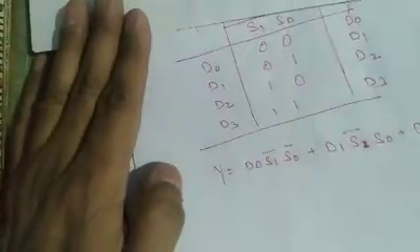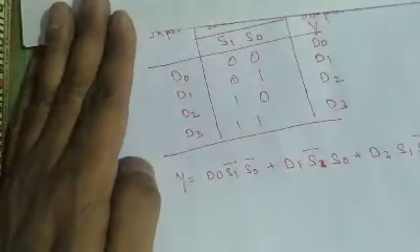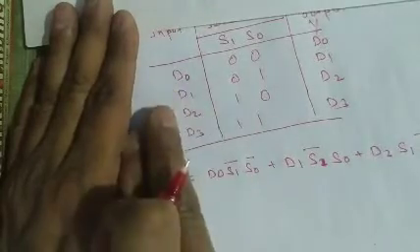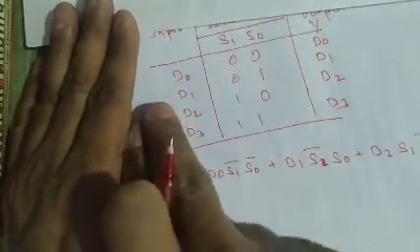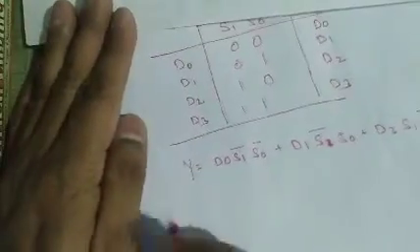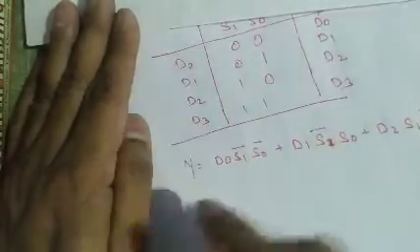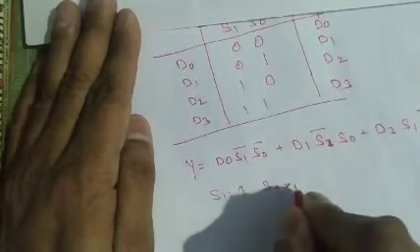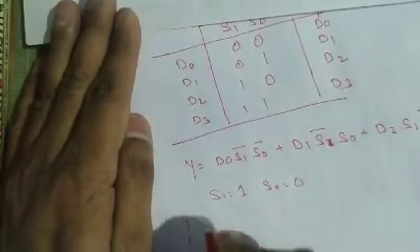At a particular combination of select lines, only one input is transmitted to the output side. For example, suppose I take S1 equal to 1 and S0 equal to 0. So what will Y equal to?